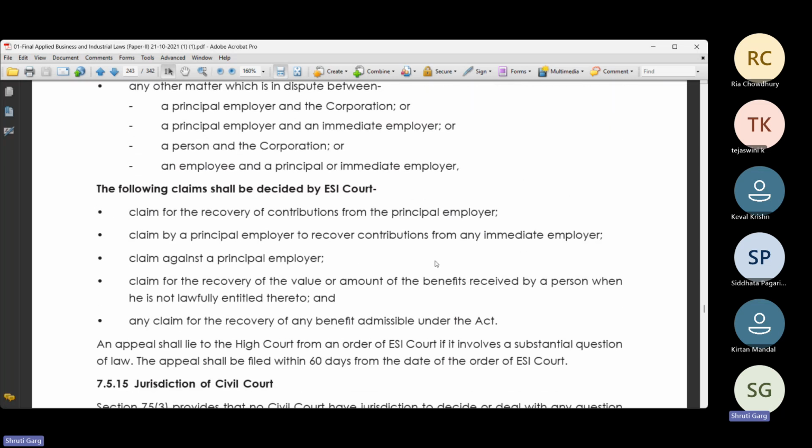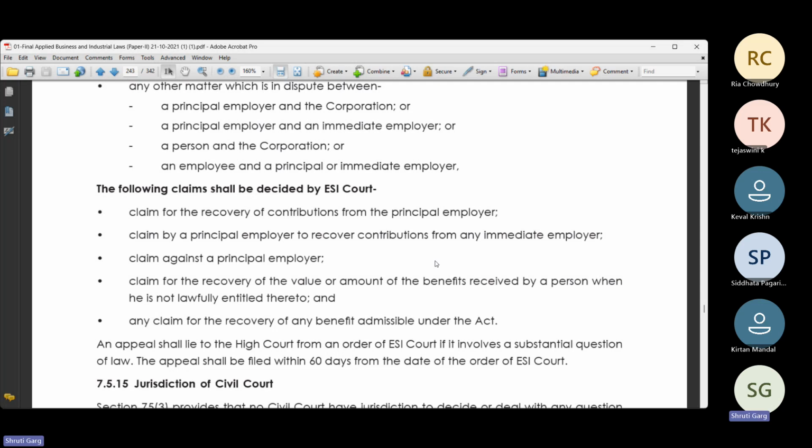Claim for the recovery of the contribution from the principal employer. Claim by a principal employer to recover contribution from any immediate employer. Right? Claim against a principal employer. Claim for the recovery of the value or amount of the benefit received by a person when he is not lawfully entitled thereto, or any claim for the recovery of any benefit which is admissible under this Act. The ESI court has full right to settle that claim.